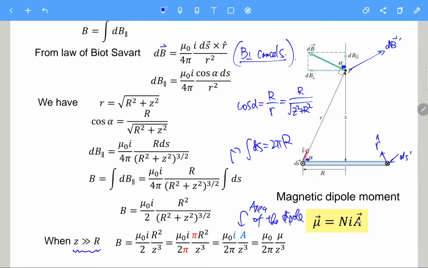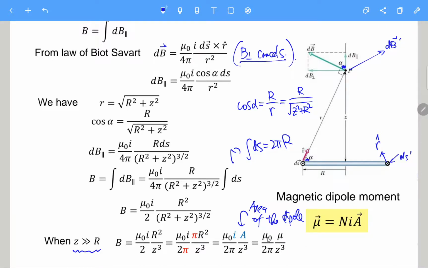dipole moment. Or if you have n turns, then it's just multiplied by an additional n. So IA is also the magnetic dipole moment if there is only one turn. If there are n turns, then of course it will be n times IA. And still we can make this one to be mu, which is the dipole moment.